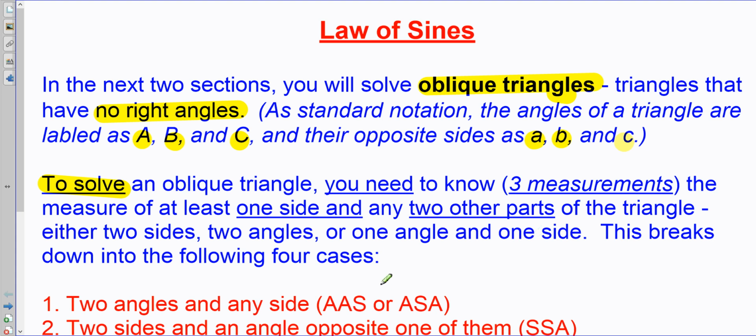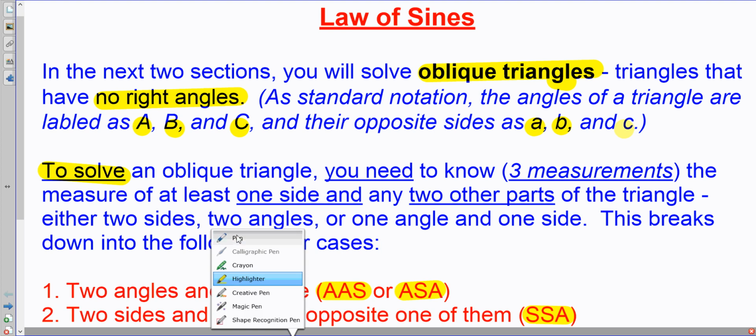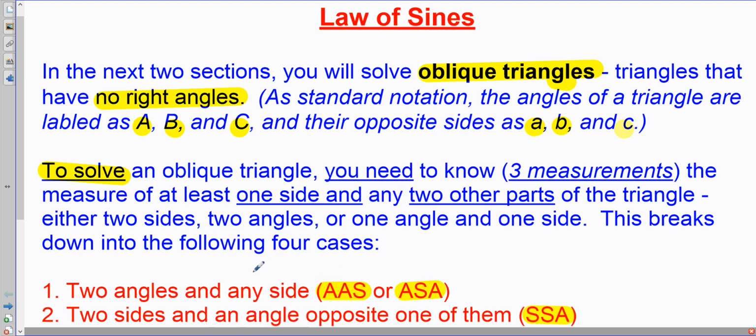This also goes back to our geometry days, which I love, in that we are going to be finding essentially congruent triangles. We're going to be comparing two different congruent triangles that are oblique, and we're going to use these, known as AAS or ASA, or the naughty triangles, where we have two sides and an angle opposite them, the SSA. All of these triangles are going to be used with what's known as the law of sines.